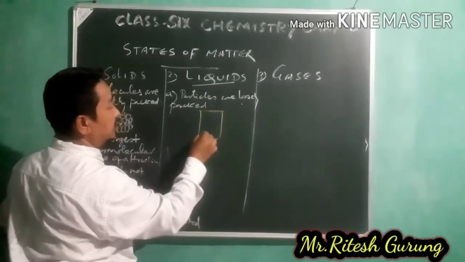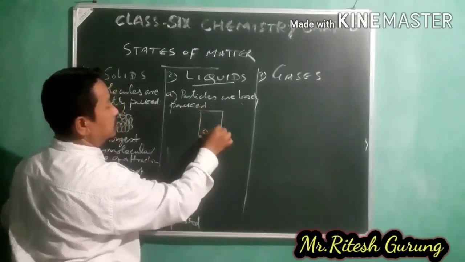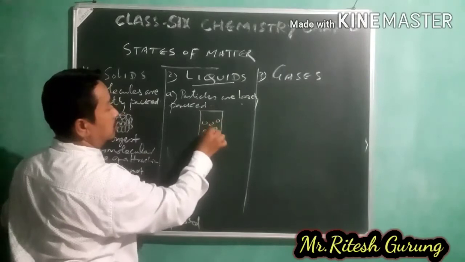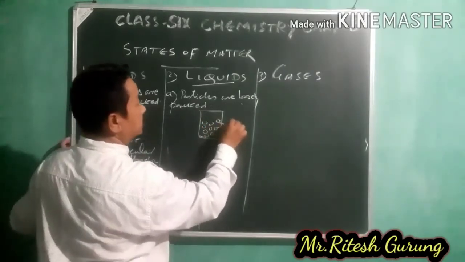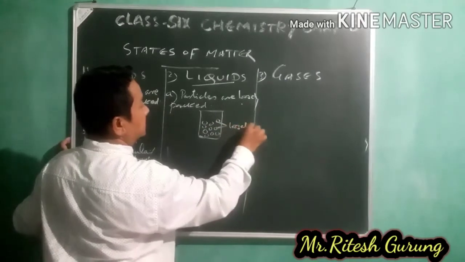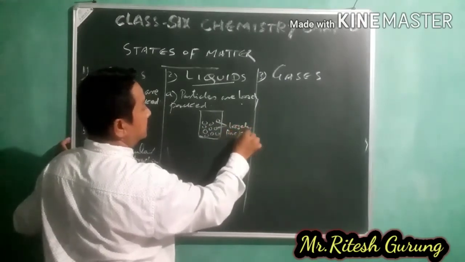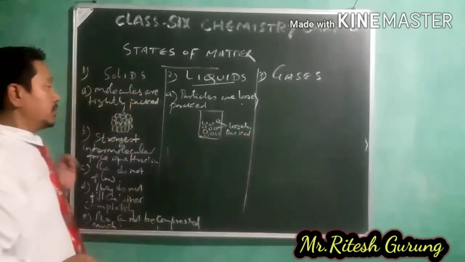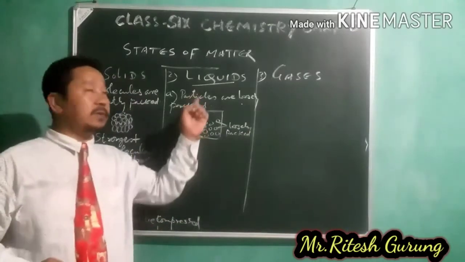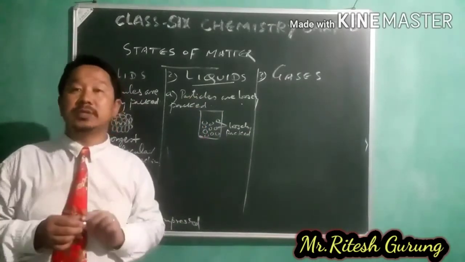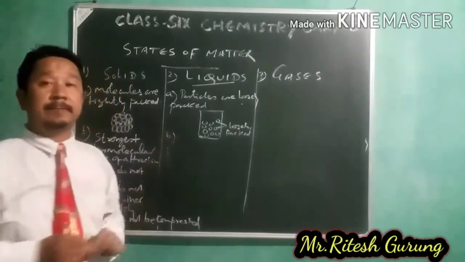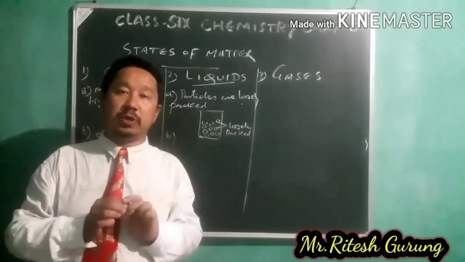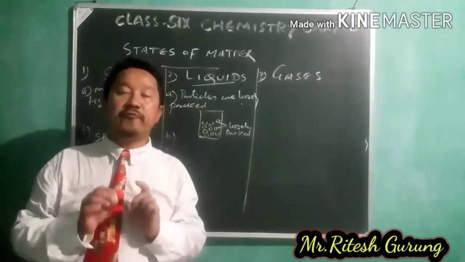Suppose this is your container. Here you have put water. The particles in the case of liquids are loosely packed. Then they have a fixed volume but no fixed shape.